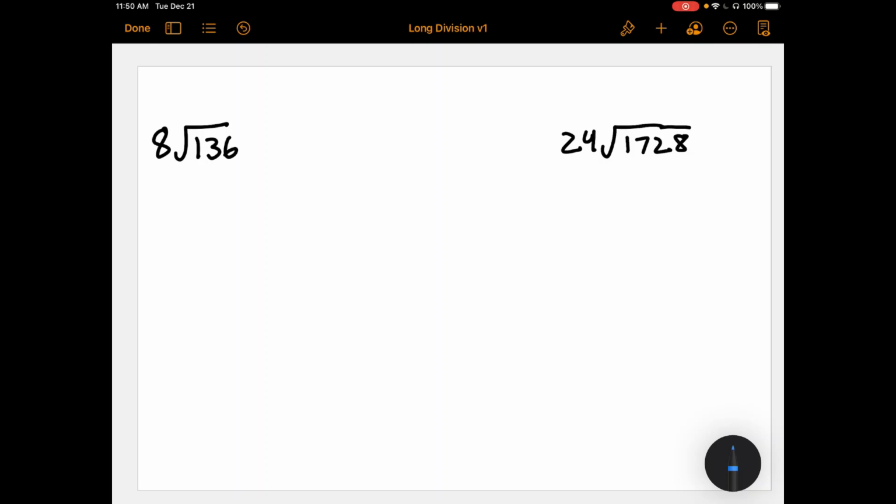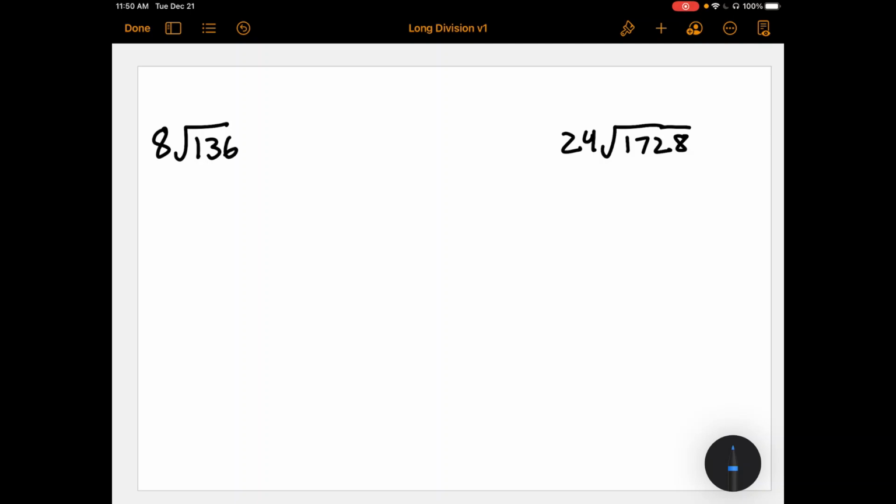So then we combine the next two numbers, which is the 1 and the 3 to give us 13. And we ask ourselves, how many times does 8 go into 13? Since 13 is a bigger number, it should be able to go into it at least one time. So 8 times 1 is 8, and 8 times 2 is 16. 16 is bigger than 13, so we'll just stick with the number 1.